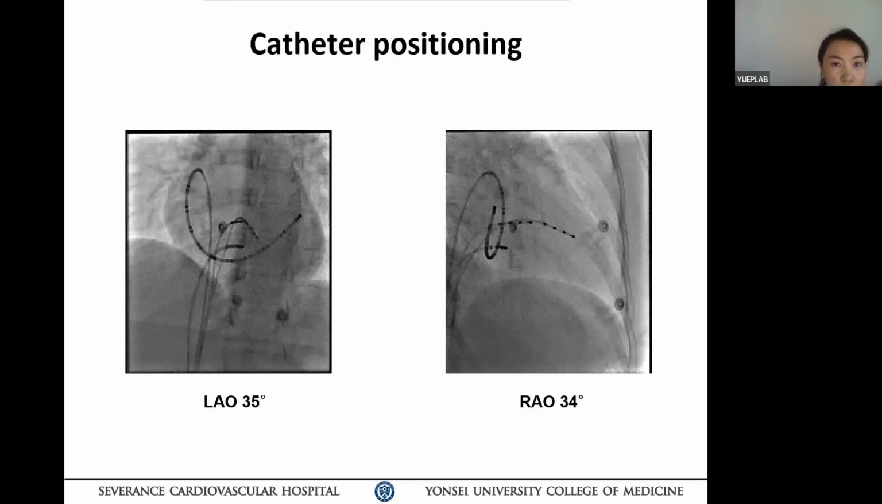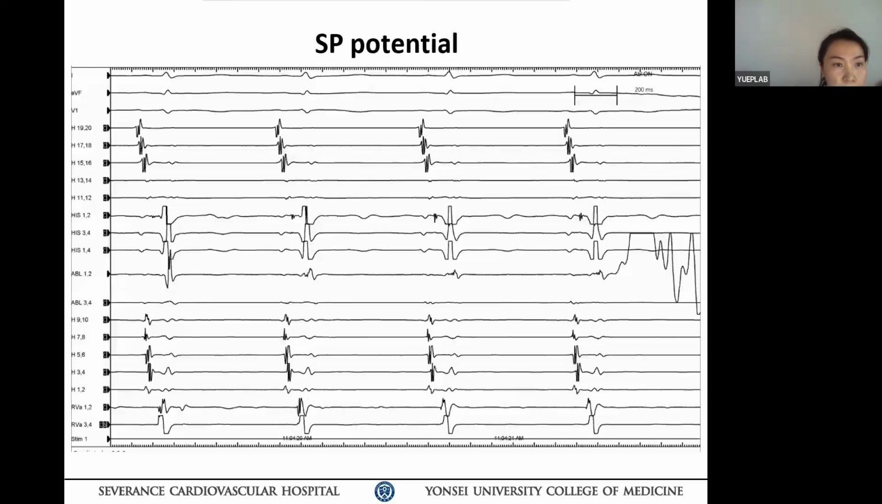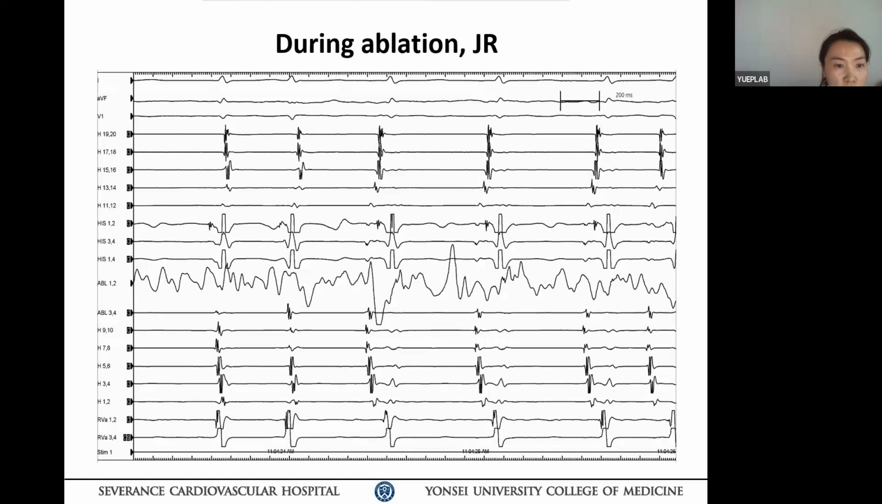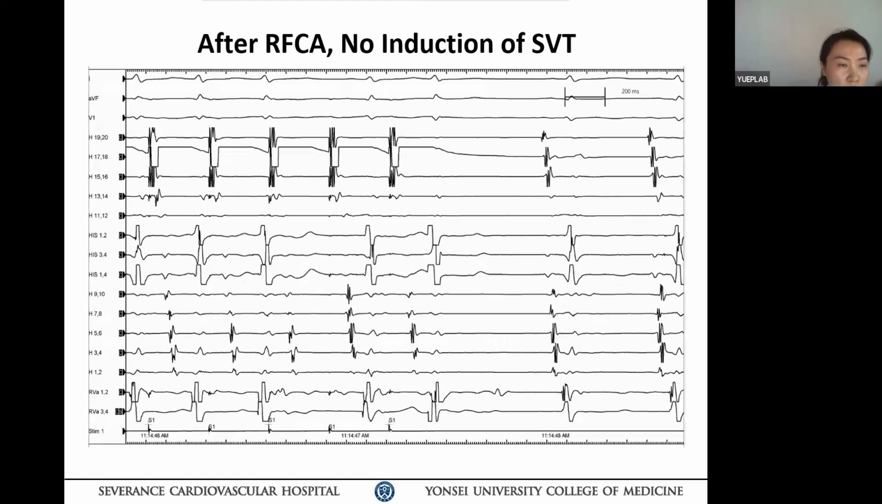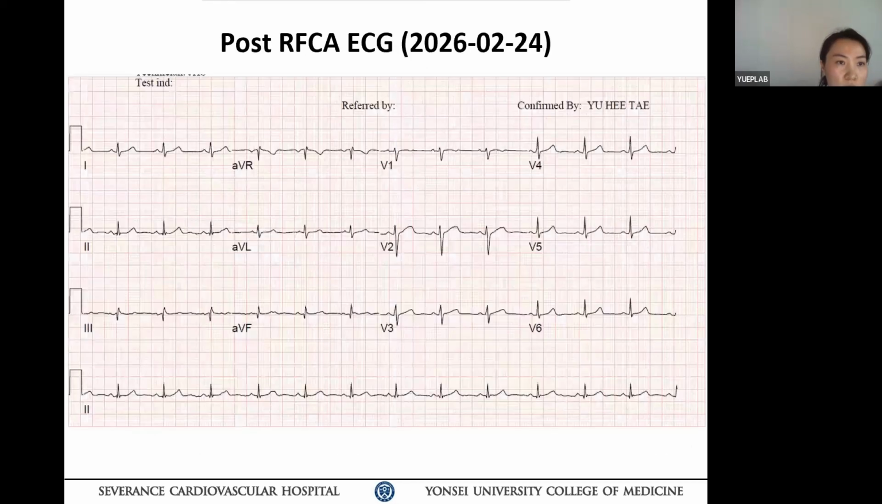The ablation catheter positioning is like this. We confirmed the slow pathway potentials. During the ablation, there were junctional beats in the junctional region. After the RFCA, we did rapid atrial pacing and the single atrial extra stimulus test, but the SVT was not induced. This is the post-RFCA ECG.